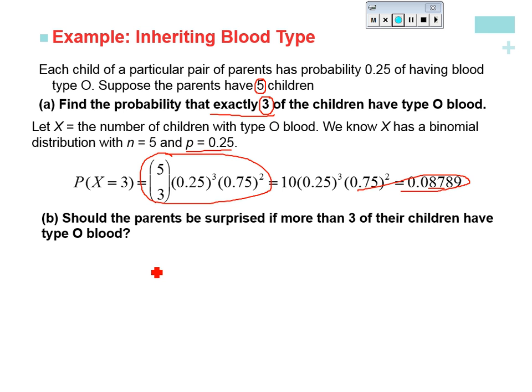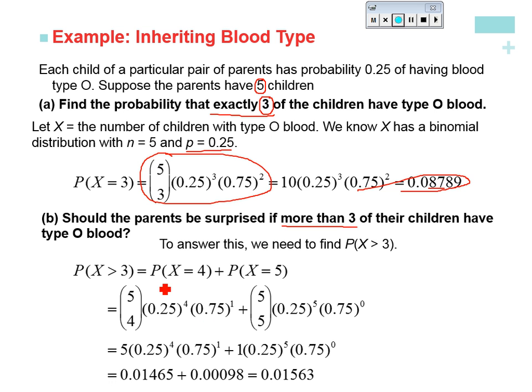Part B says, should the parents be surprised if more than 3 of their children have type O blood? Just keep in mind that more than 3 would be either 4 children have it or 5 children have it. So we have to compute 2 different probabilities here. One is the probability that 4 children have type O blood, and that's where this comes from. We still have 5 trials, and the probability of success is still 0.25. Then we have the probability that 5 children have it, and that would be this right here.